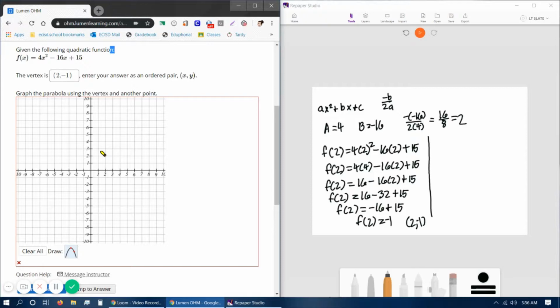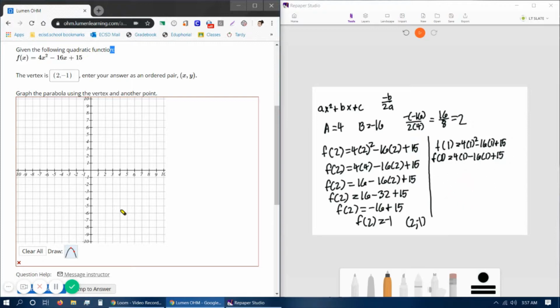This is because numbers further from the vertex can often have y values that will place them above or below the graph, meaning we can't use them to graph the line. Plugging in 1 for x will give me f of 1 equals 4 times 1 squared minus 16 times 1 plus 15. 1 squared is 1, so now I have f of 1 equals 4 times 1 minus 16 times 1 plus 15.